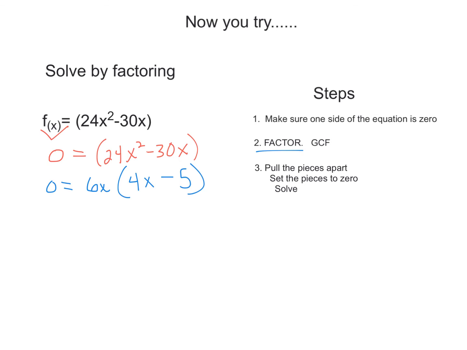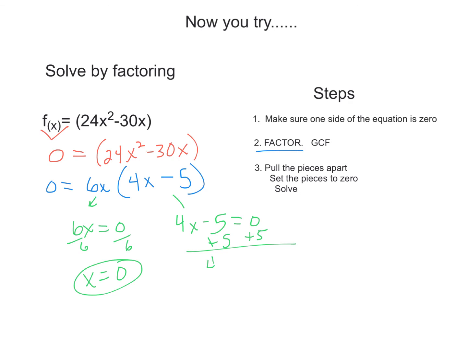Now from here, let's pull the pieces apart: 6x and 4x minus 5. Set them to zero and solve. Divide by 6, x equals 0. And here, add 5's. So 4x equals 5. Divide by 4. So x is 5/4. And it's that simple.